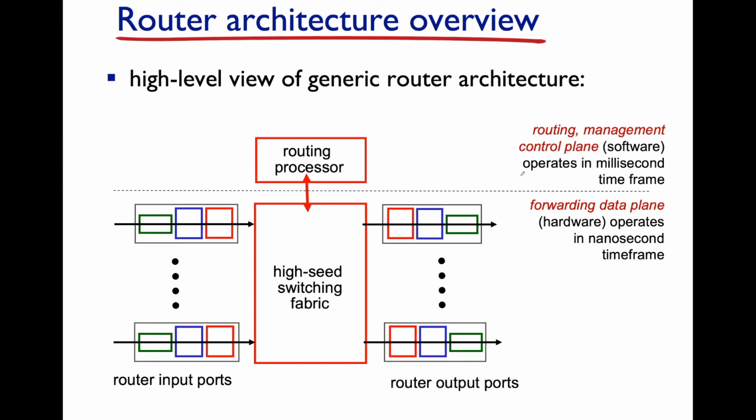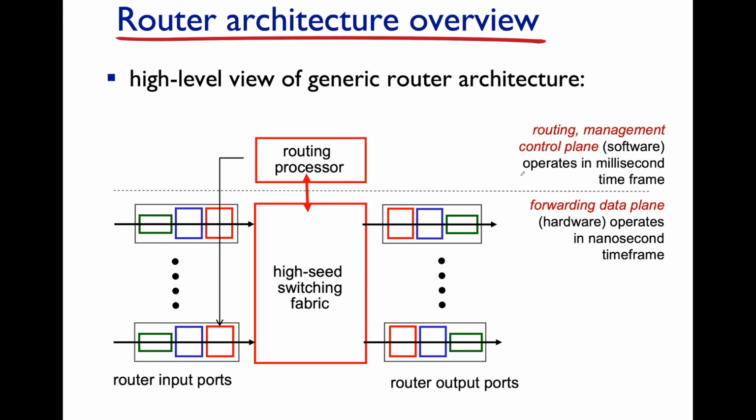When you install a forwarding table, the switching fabric is established to get packets that arrive on certain inputs to certain output ports. The control plane deals with the routing and the management, and this operates at a much slower time scale than the forwarding plane. The forwarding plane is typically implemented in very highly specialized hardware, and it operates in nanosecond time frames. It's very, very fast. But the control plane operates in milliseconds. It's doing arbitrary computation to establish these routes and also exchange data.